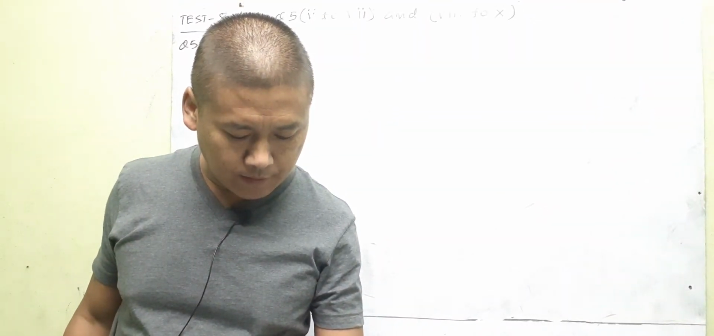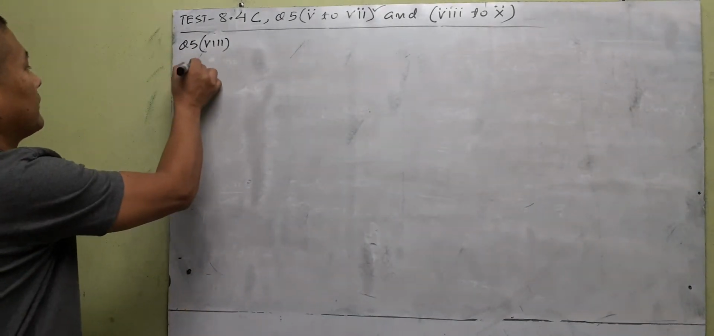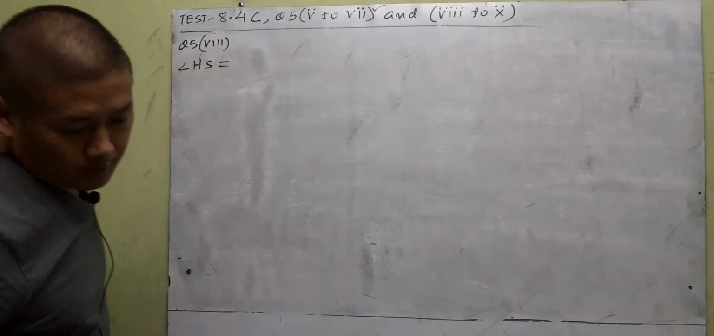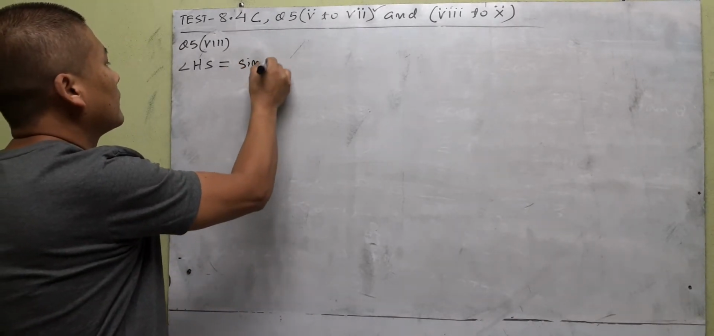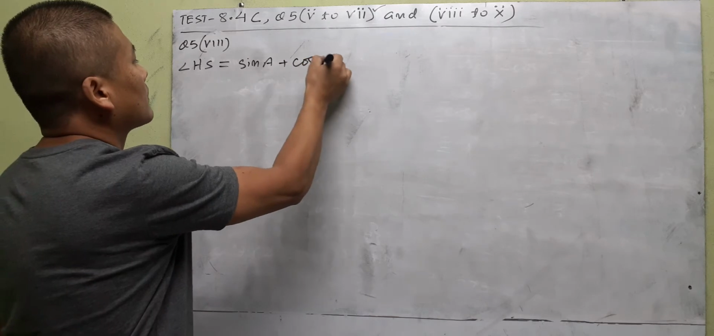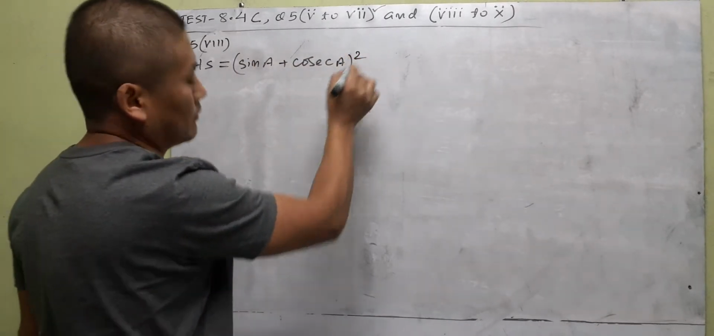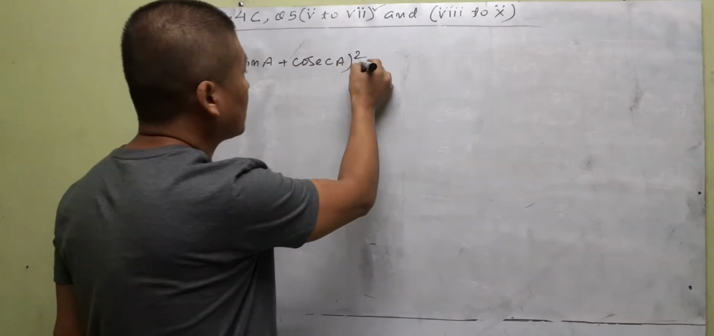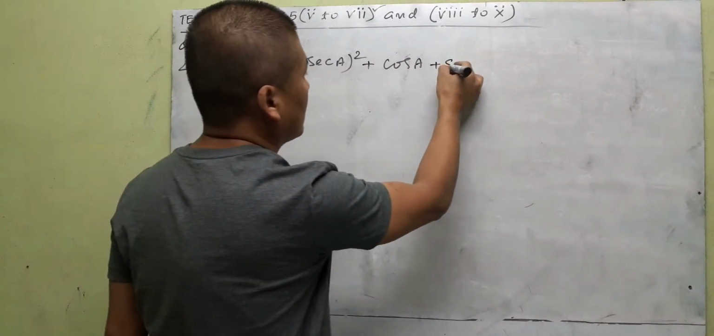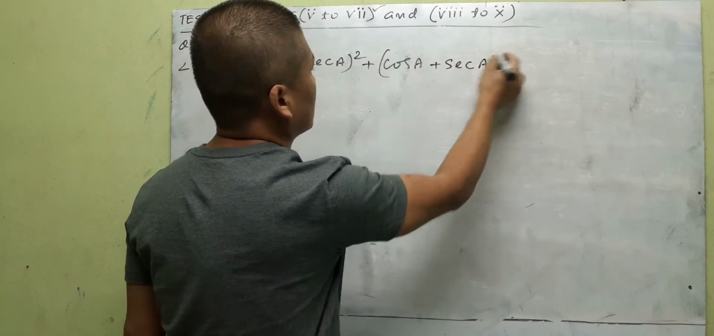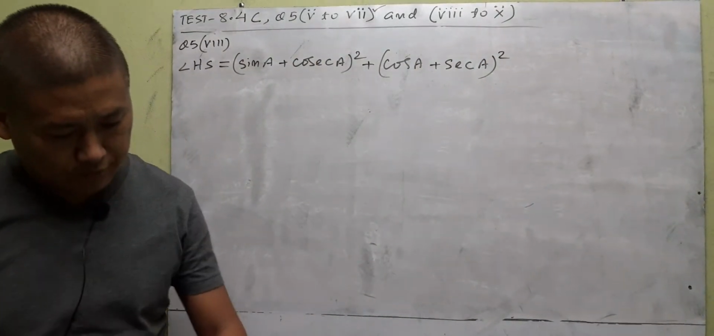Number 8: (sin a + cosec a) whole square plus (cos a + sec a) whole square is the right hand side. This seems easier to take out again. Left hand side is equal to (sin a + cosec a) whole thing square, plus (cos a + sec a) whole thing square. Now we need to get there on the right hand side.